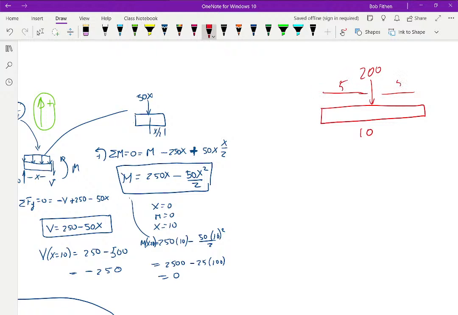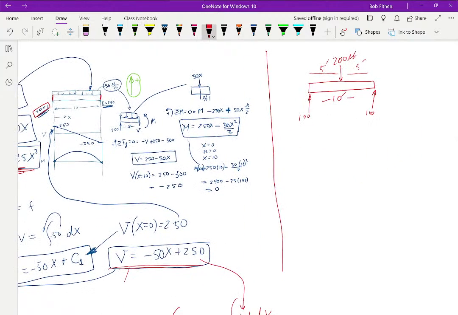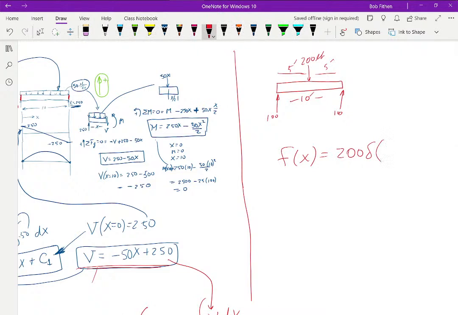5 and 5. Now you know the left end is going to be from some of the moments. Okay, feet, pounds. This is going to be 100 over here, and it's going to be 100 over here. So now, how do you list this function? How do you list f of x in this case? Well, it's 200 times what's called the delta function, our Dirac delta, x minus 5.